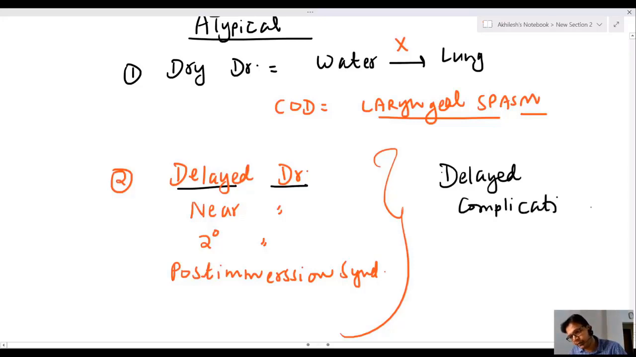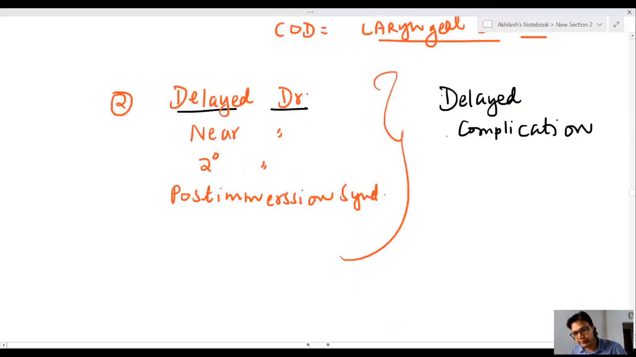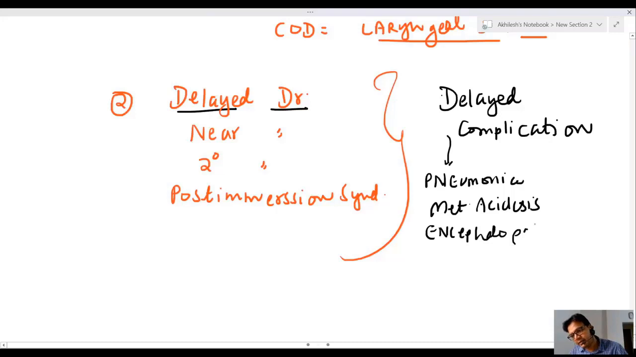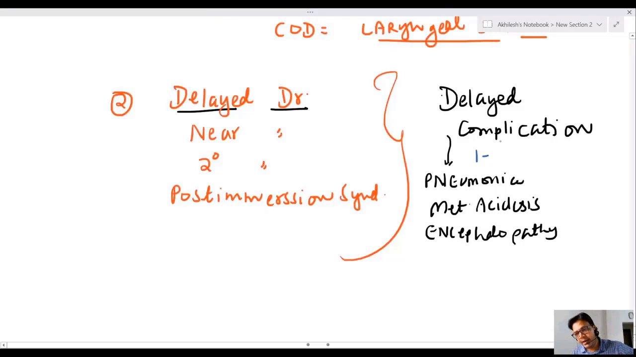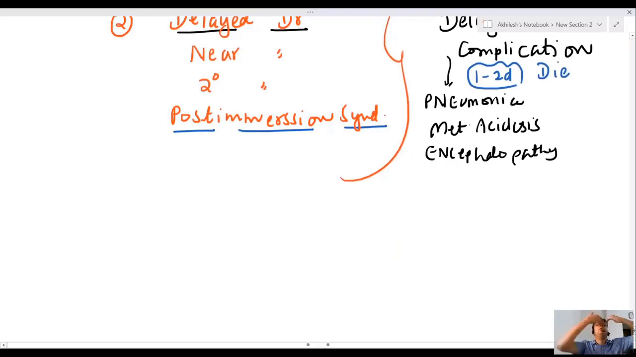What is the delayed complication? Like pneumonia, metabolic acidosis, or encephalopathy. Sir, these are complications seen after 1 to 2 days of drowning. It means the person does not die immediately, the person dies after 1 to 2 days. This is delayed drowning, near drowning, secondary drowning. Post means after immersion, there is a syndrome, post-immersion syndrome. So I have told you three types of drowning: wet drowning, dry drowning, and delayed complication drowning.